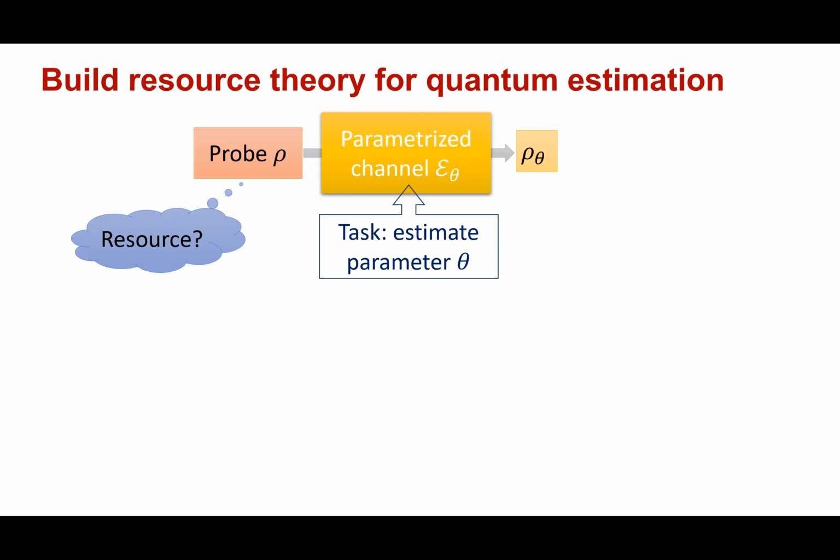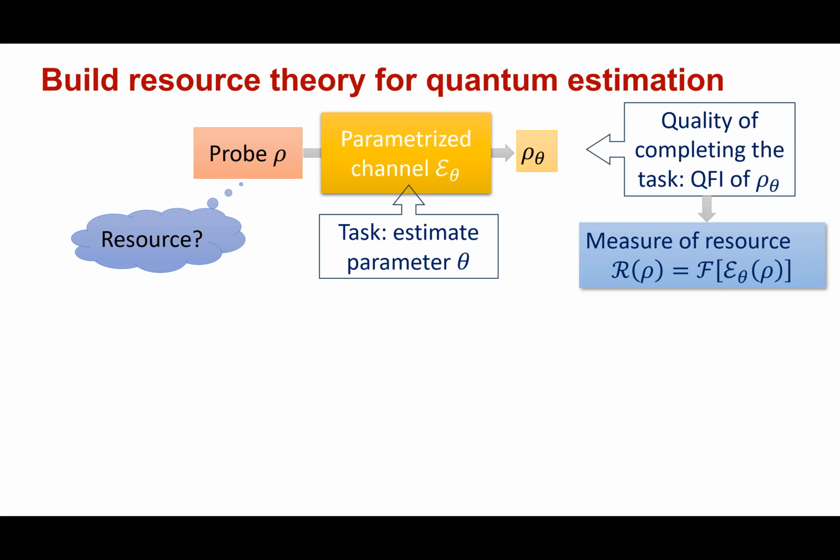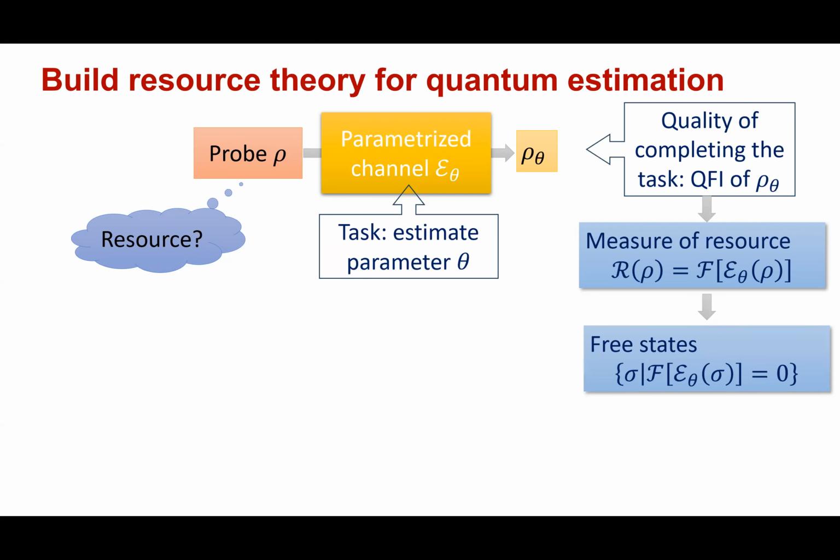And we want to know what is the resource in the probe state. And the quantity of completing the task, we have already the quantum Fisher information of rho theta. So the measure of resource in rho, we just define it as the Fisher information of the output state. And from the measure of resource, we can define the free states, which have zero Fisher information, which is equivalent to the output state not depending on the parameter theta.